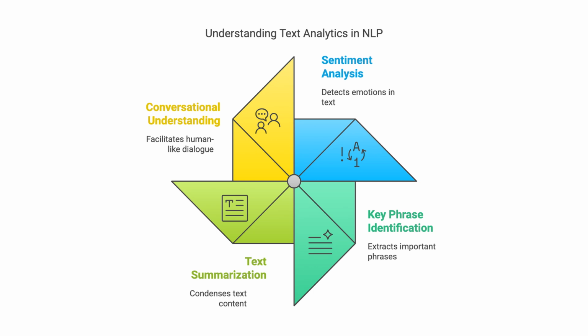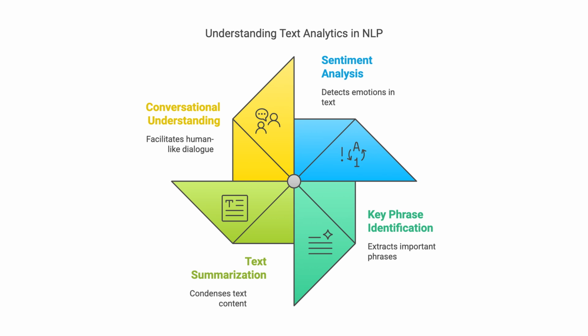We have sentiment analysis, which focuses on detecting the underlying emotion or opinion expressed, whether it's positive, negative, or neutral. Then there's key phrase identification, a technique used to automatically extract the most important topics or concepts discussed within a document. Complementing this is text summarization, which aims to condense large volumes of text into shorter, coherent summaries while retaining the core information. Finally, conversational understanding enables systems to interpret and participate in human-like dialogue, powering applications like chatbots and virtual assistants.